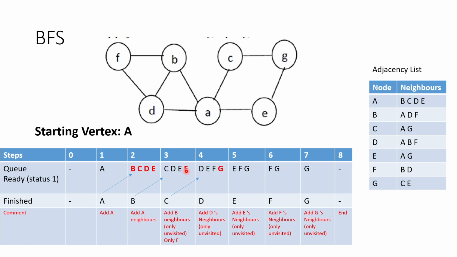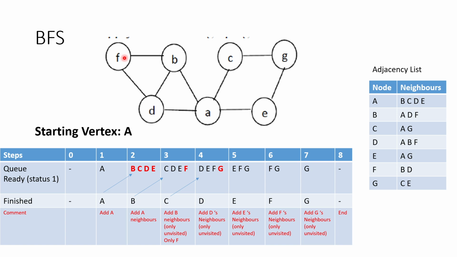So F was added when you removed B from the queue, all its neighbors were added. F is a neighbor of B. So we know how to reach B from A, and from this we can say that F is also reachable from B directly. From A to F there is a path, but via B.